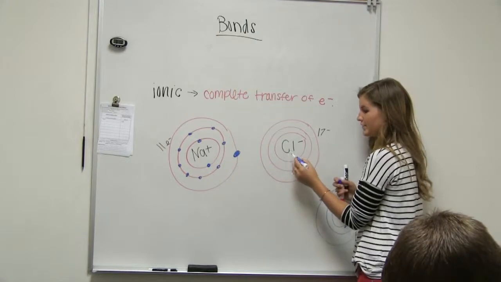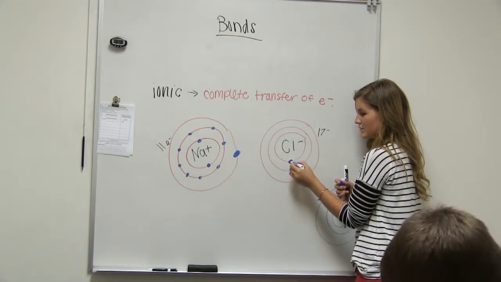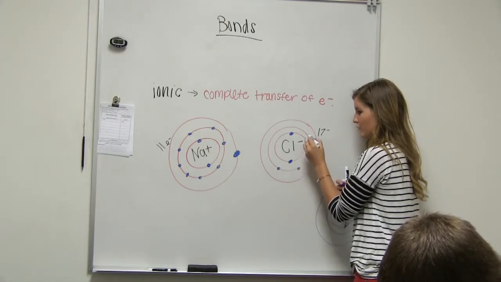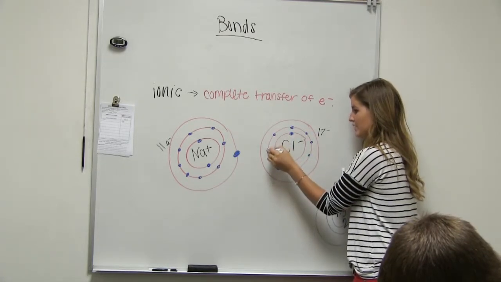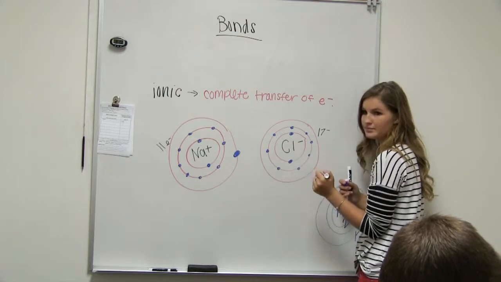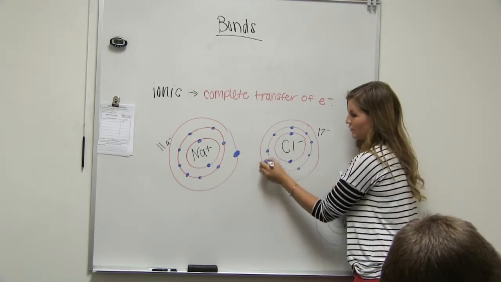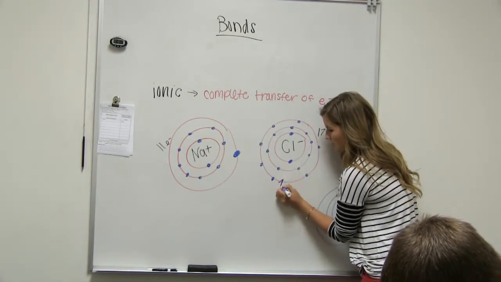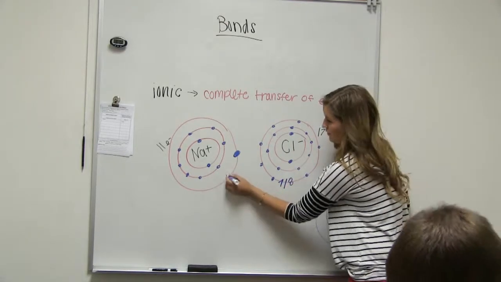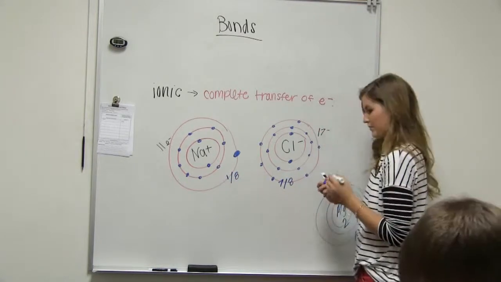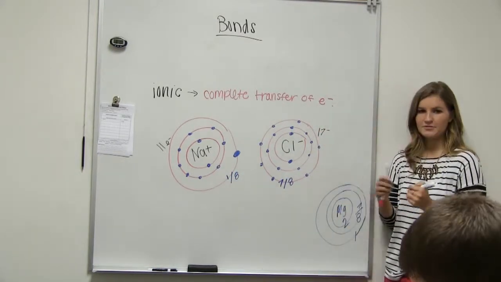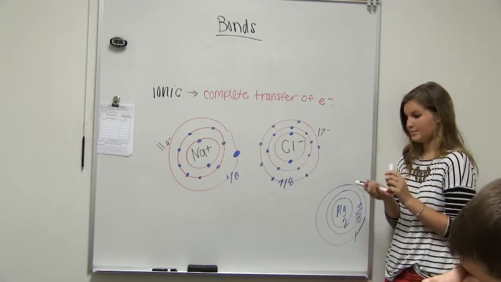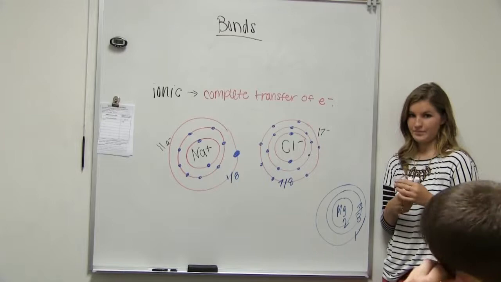Okay? Let's do chloride. How many on the inner? 2. How many on the middle? 8. And how many outside? 7. Okay, so is chloride stable by itself? No. Why not? There's only 7 on the outside.